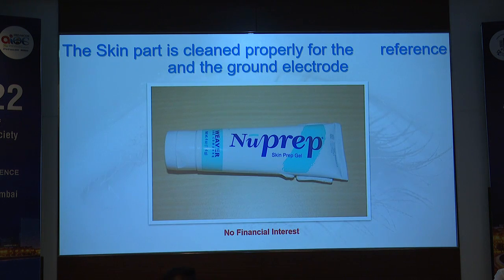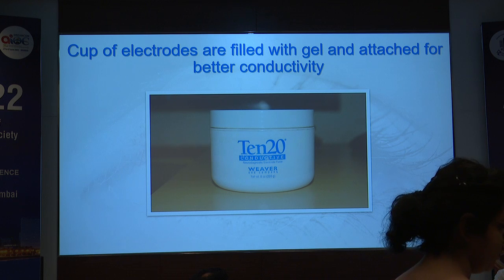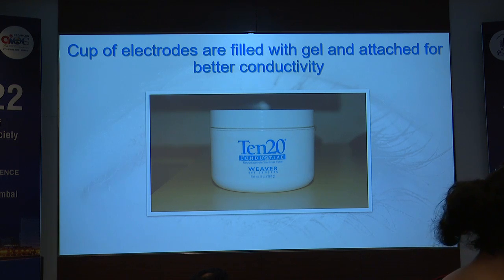Now, for preparation, it is very important that we use a good gel that has a very good cleaning effect and can decrease the impedance, which is usually a skin prep gel. Then the cup of the electrodes has to be filled with gel that allows better conductivity. 10/20 conductive gel is one such example.